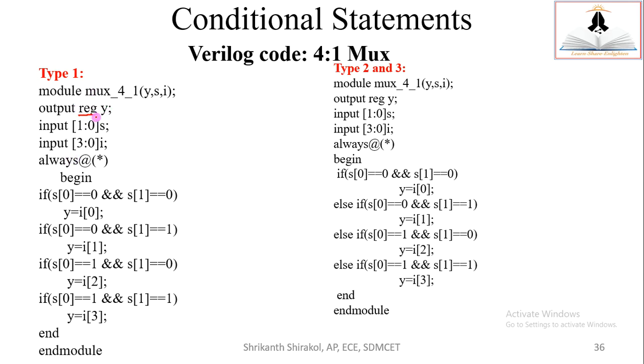So when you use the output within the always block, then compulsorily you need to declare that particular respective output as a register variable also. Either you can write it separately, or else you can combine it by writing output followed by reg followed by the output that you are focusing on, followed by input. So input select line is of 2 bits. Let me write a vector declaration for this: 1 down to 0, yes.